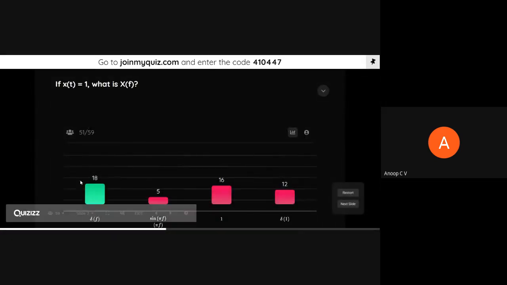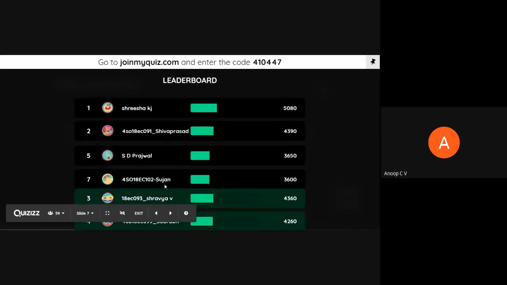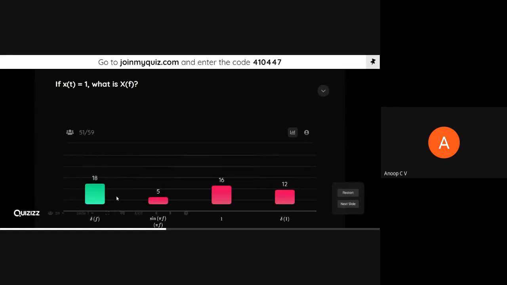Then yeah, 18 of you have given the correct answer. The answer is del of f. It's actually a Dirac delta function of frequency, right? So how is this del of f or del of t defined?